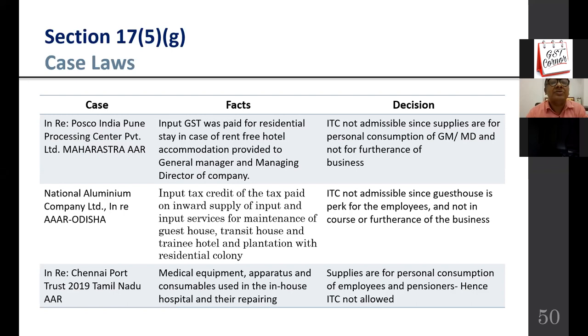Another important judgment I would again request all of you to read is the AAAR decision in the case of NALCO, National Aluminium Company of India, by the Odisha AAAR, wherein they said that input tax credit of the taxpayer on inward supply of inputs and input services for the maintenance of guest house, transit house, trainee hotel and plantation with residential colony, etc. will not be admissible, since the guest house is a perk for the employees and not in the course of furtherance of business. The facts of the matter were that many employees were staying in these guest houses for months together. So they were actually being utilized as residential accommodation by the employees. The AAAR has held that since this is a kind of benefit or a perquisite that you're giving, this is actually a personal consumption that the employee is having, and that's why no ITC will be available on this.